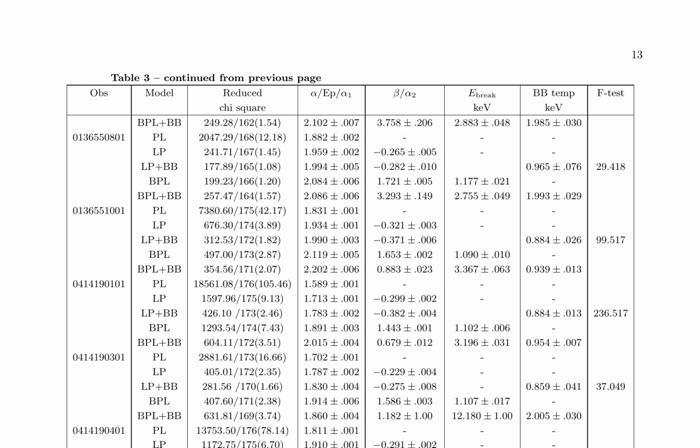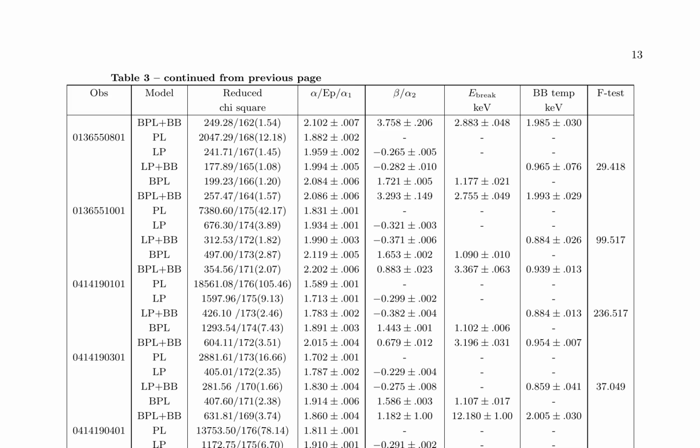The models are evaluated based on their chi-square values, which indicate how well each model fits the observed data. The PL model consistently shows the highest chi-square values across all observations, suggesting it does not fit the data as well as other models. In contrast, the BPL plus BB model generally exhibits lower chi-square values, indicating a better fit to the data. This suggests that incorporating both a broken power law and blackbody components may provide a more accurate representation of the observed spectra.